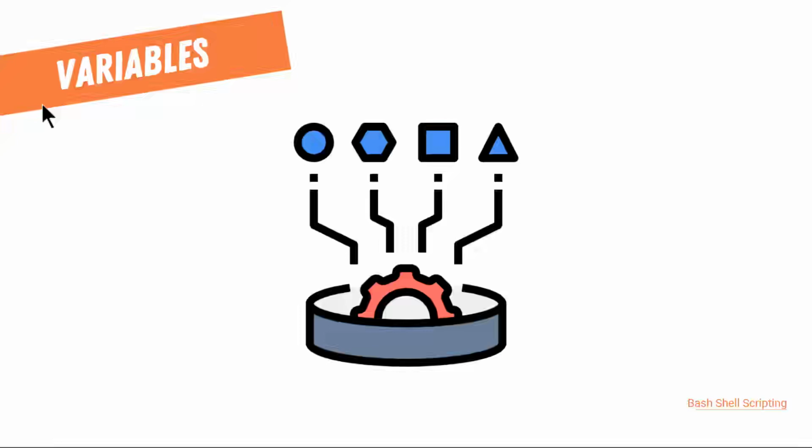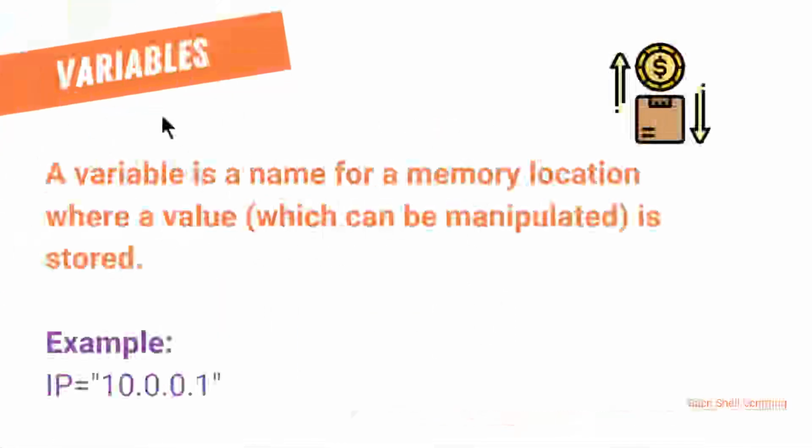Variables are a vital part of any programming language, including Bash, which is both a command interpreter and a programming language. A variable is nothing more than a label, a name, for a memory location where a value which can be manipulated is stored. To create a new variable, write the name of the variable, followed by the assignment operator, which is the equal sign, and the value of the variable.